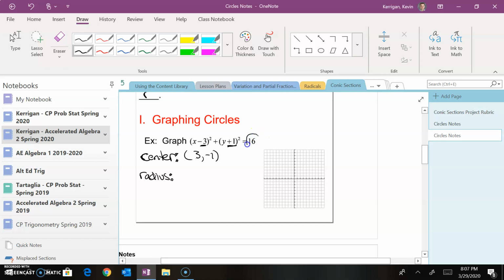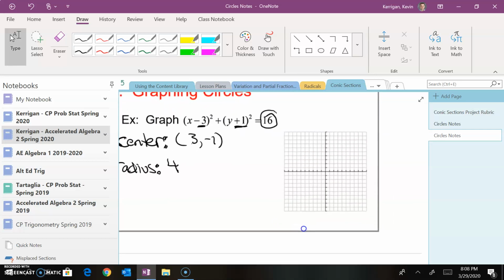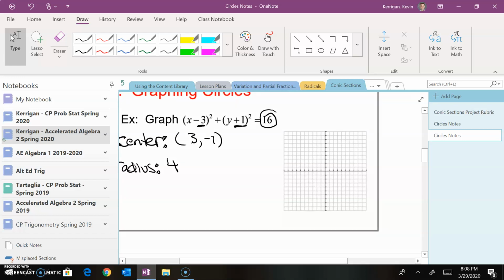Remember on the right side in the equation, it's r squared. So 16 is not my radius. It's actually going to be the square root of that number on the right-hand side. So my radius here is 4. Now, in order to graph, it's very, very simple once you have your center and your radius. All I'm going to do is plot my center first, so (3, negative 1), which is right down here.